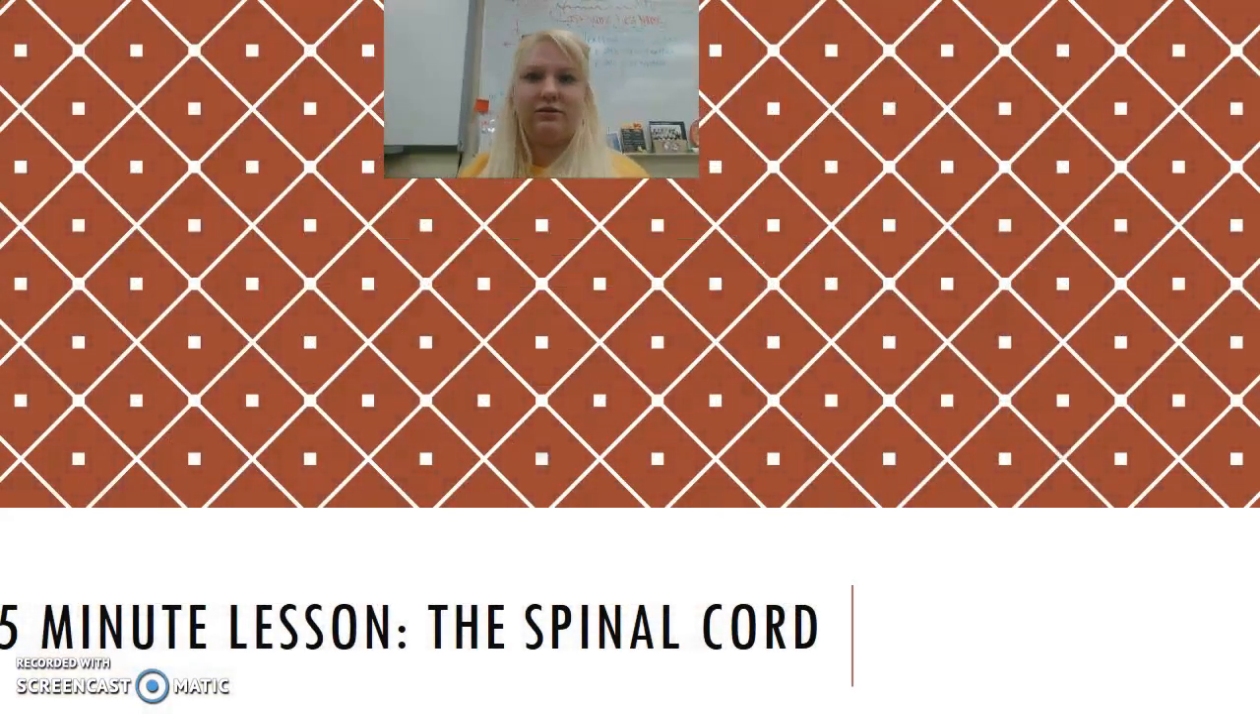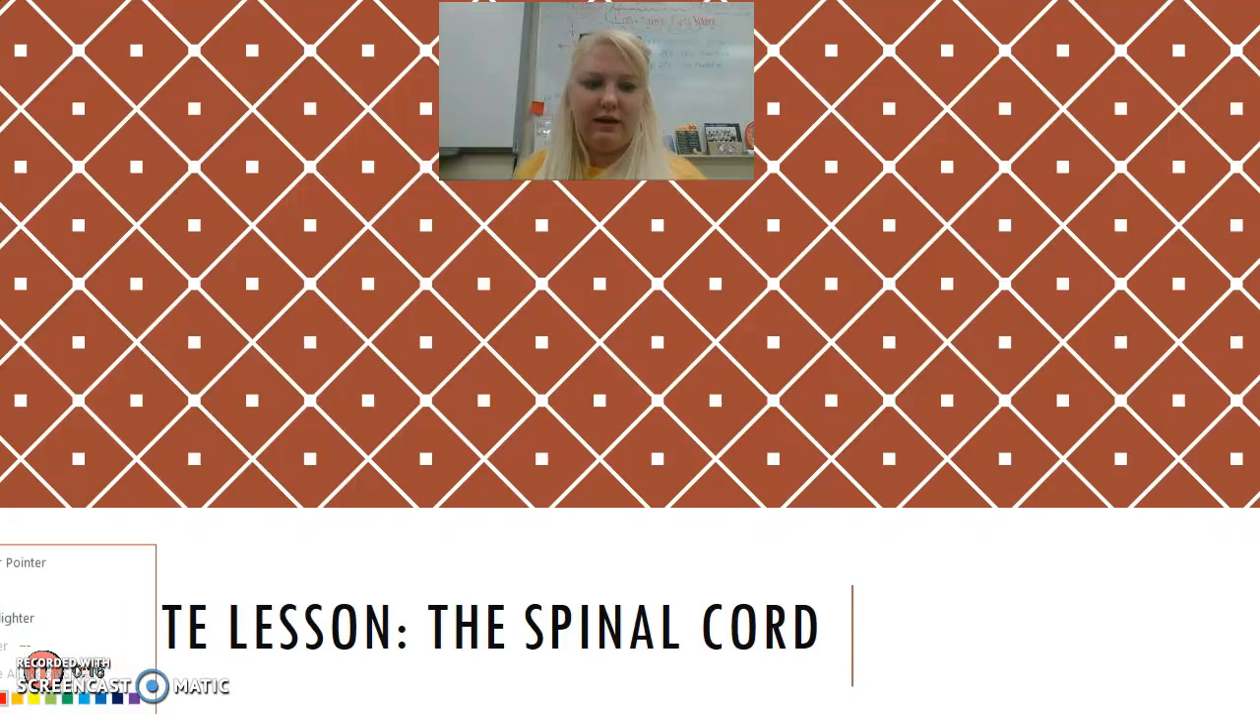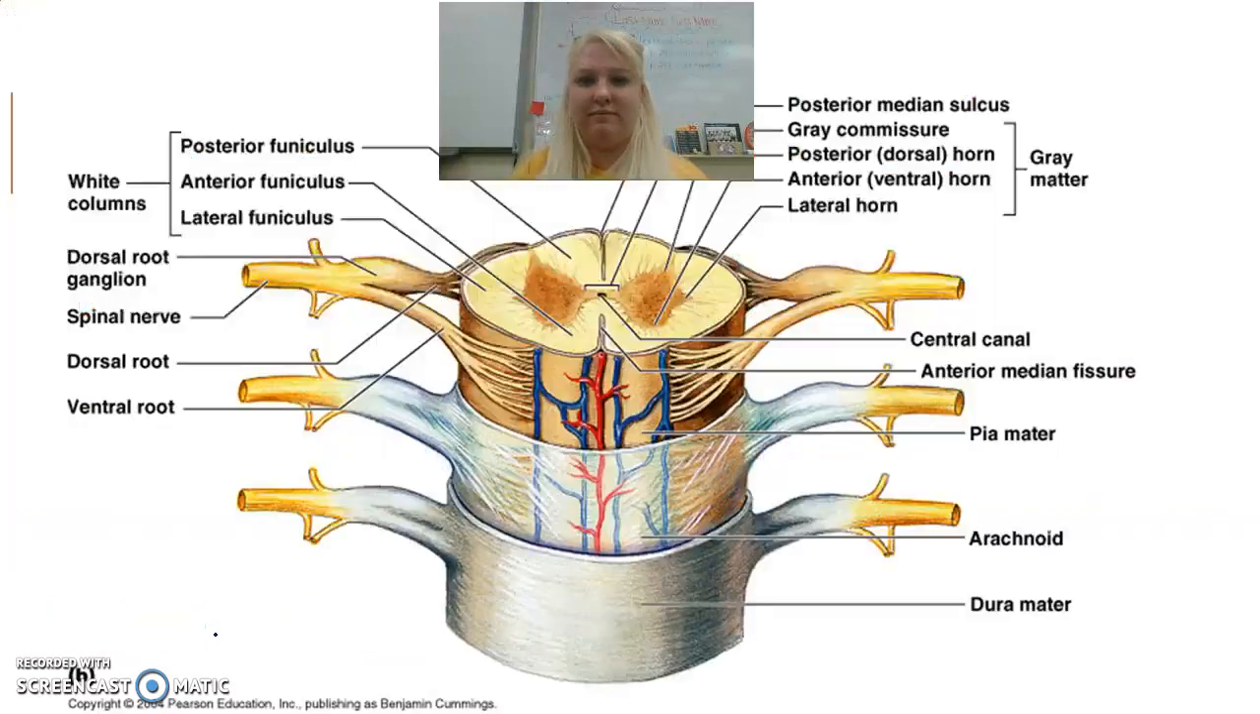Today we're going to be talking about a pretty cool organ, and that is going to be the spinal cord. So we're going to go over some of the basic anatomy and physiology of just some of the different parts of the spinal cord. It goes very well with what we've been talking about with the brain. It's your other major organ of the central nervous system.